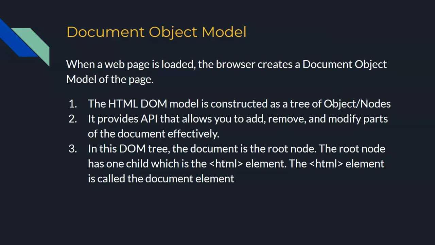When this document object model is ready, the browser gives us some APIs so that we can add and remove nodes from that tree. In this DOM tree, the document is the root node, and the root node has one child, which is the HTML element, and the HTML element is called the document element. So let's go to our VS Code and see what exactly the DOM is.